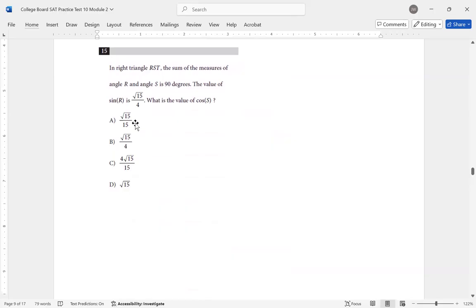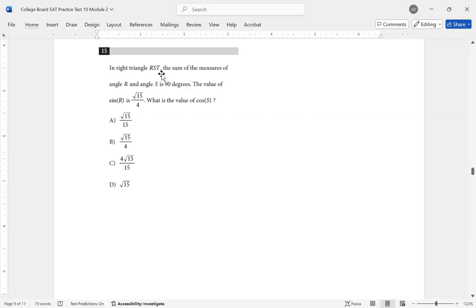Question 15. In a right triangle RST, the sum of the measures of angle R and S is 90 degrees. The value of sine of R is root 15 over 4. What is the value of cosine of S? Now, if it says the sum of R and S is 90 degrees and we have a right triangle, that means T is the right angle.